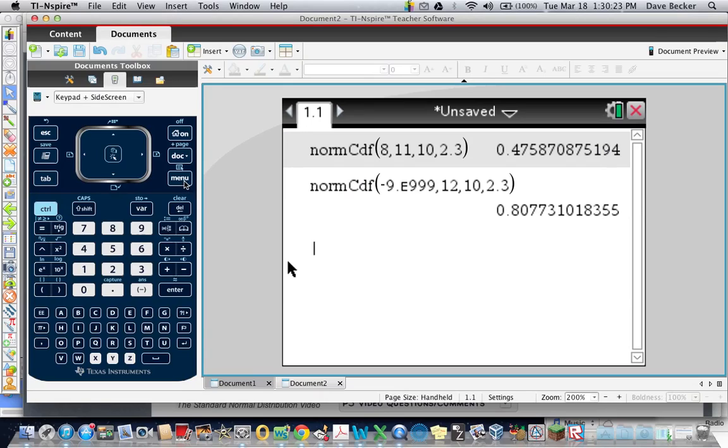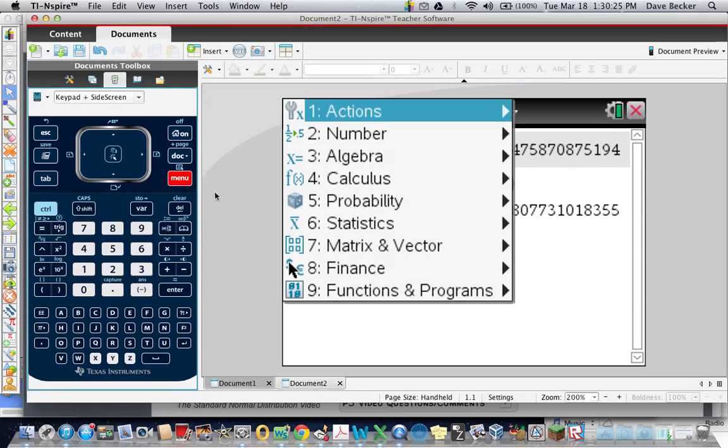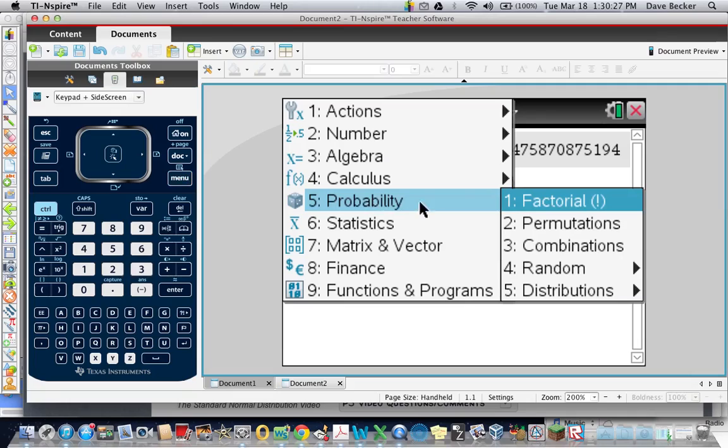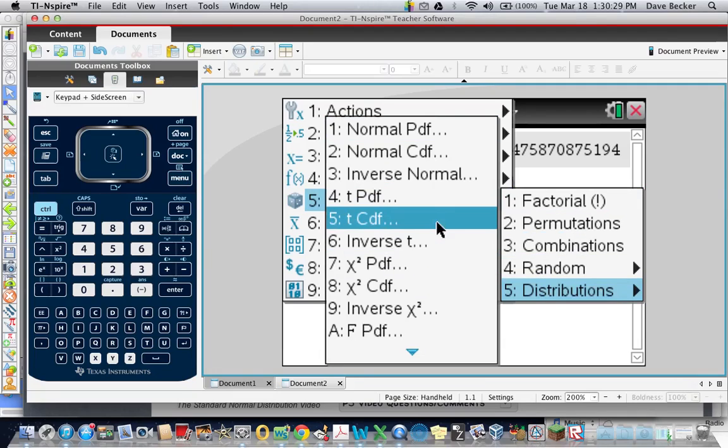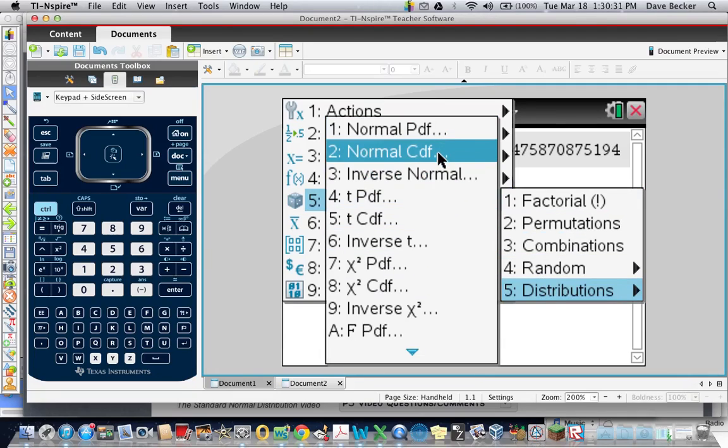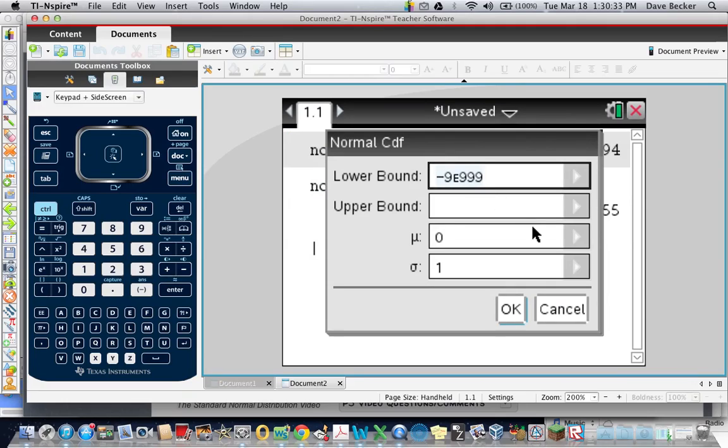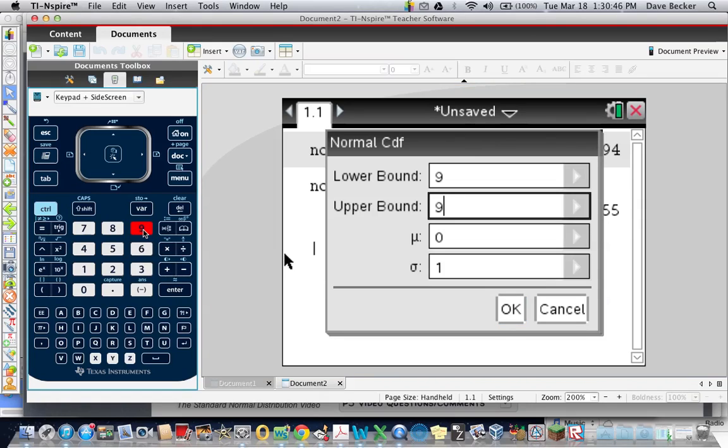So again, I'll go menu, probability, distribution, normal, cumulative, okay? So I'm getting rid of that so that our left bound is 9, lower bound. Our upper bound is positive infinity, but we can't do that. So we're going to do 9 times 10 to the 999. And our E button, EE right there, is just there, very easy.